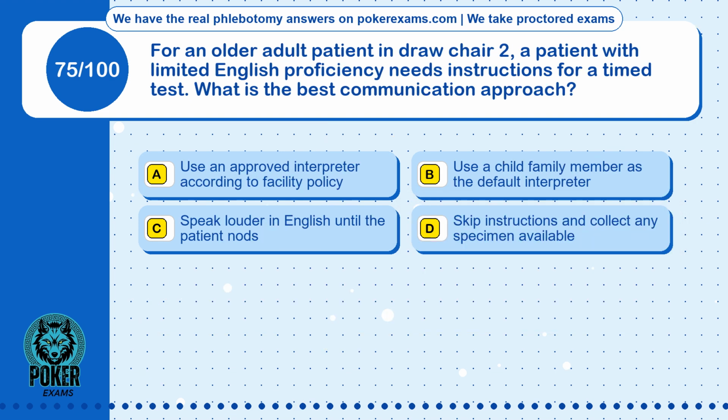Question 75. For an older adult patient in draw chair 2, a patient with limited English proficiency needs instructions for a timed test. What is the best communication approach? Option A, use an approved interpreter according to facility policy. Option B, use a child family member as the default interpreter. Option C, speak louder in English until the patient nods. Option D, skip instructions and collect any specimen available.